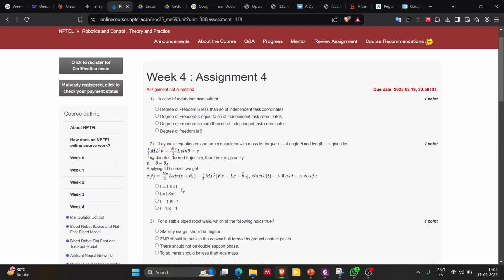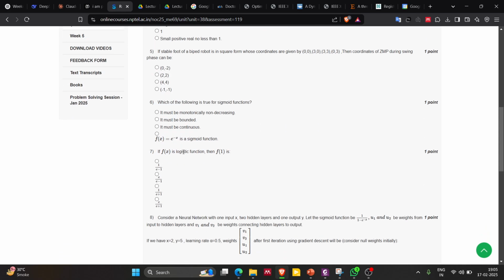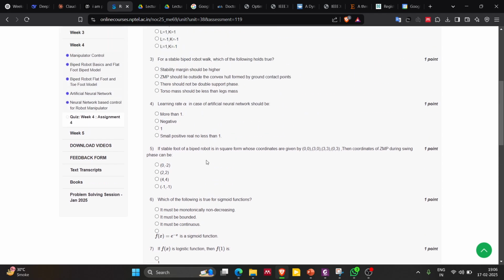This is PD control, and you should know that whenever you apply a PD controller, all the parameters should be positive. Based on that, you can answer those questions. And which of the following is sigma? These are math based questions you can also solve. Then there are problems on the foot of a biped robot.